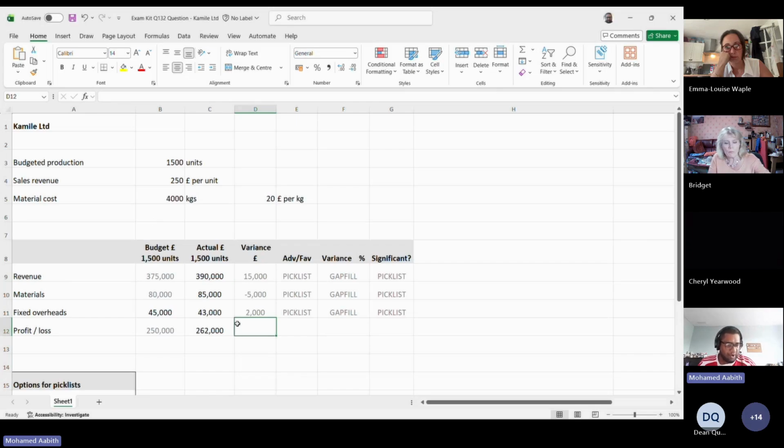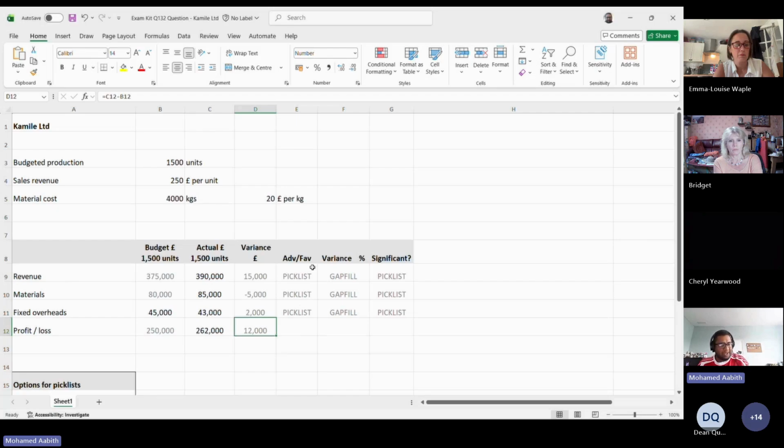If I want to ever do it with the profit and loss, my profit is better than my budget. My actual profit is better than my budget. So I should get a positive number. So the same way it is going to be calculated for your revenue. You're going to do the same thing for your profit as well. Your profit is a favorable variance.